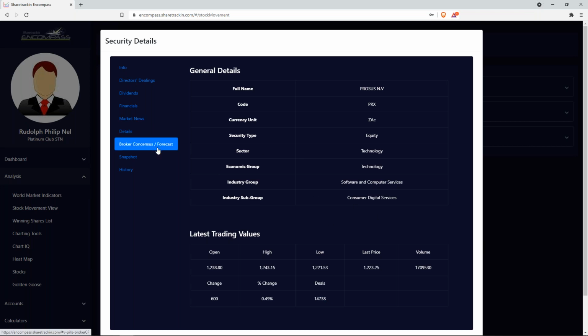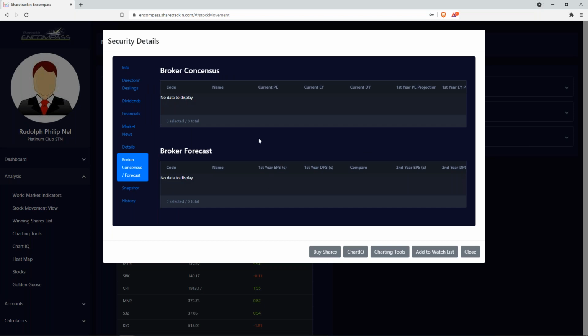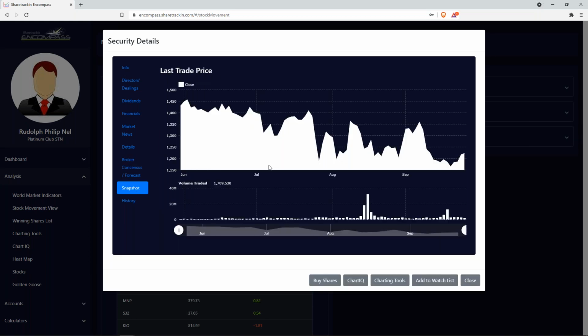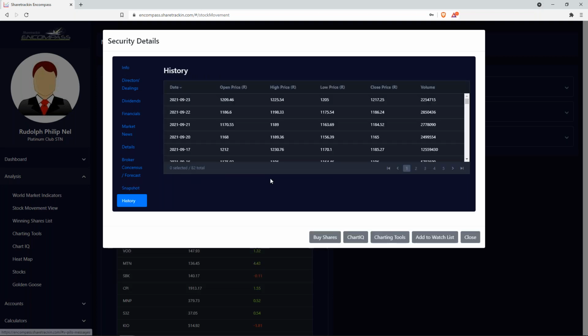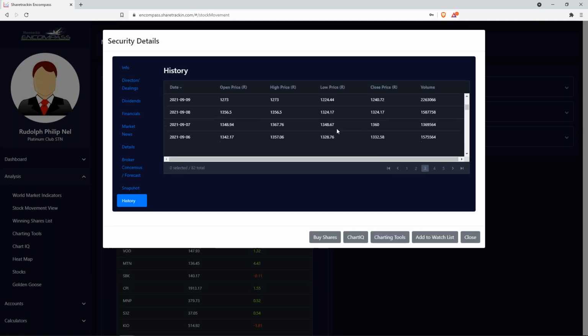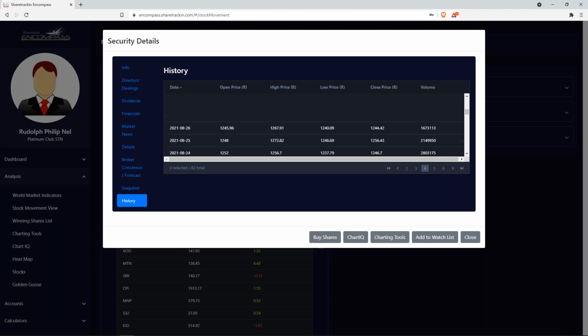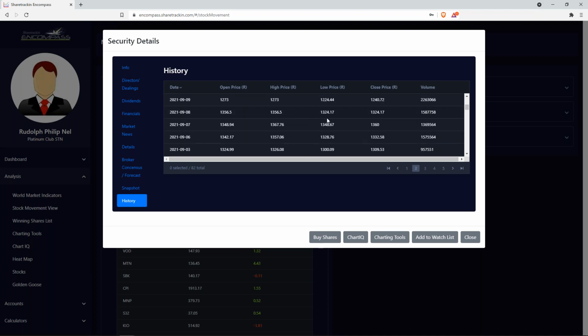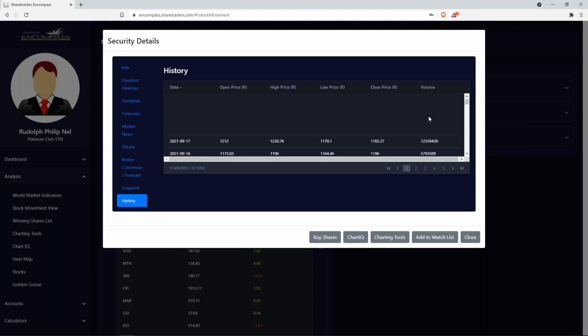Then the broker consensus or forecast will tell you if there's any forecast or consensus on it. The brokers would basically tell you if it's a good idea to buy the share or hold on to it, or if you need to sell the share if you have some of them. Then a snapshot, just a quick snapshot of the graph, and then the history. So this would be your historical data for the last 3 months with all the opening prices, highest price, lowest price, closing price, and then the volume for the day.